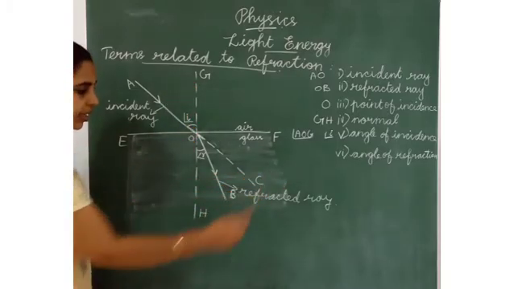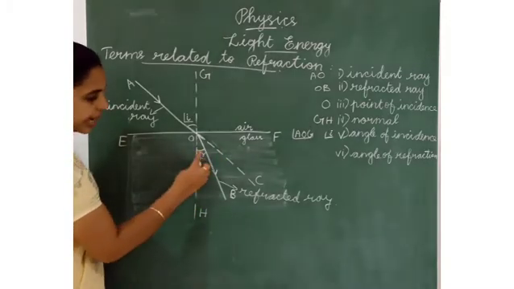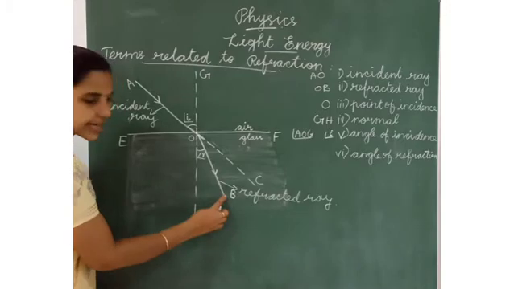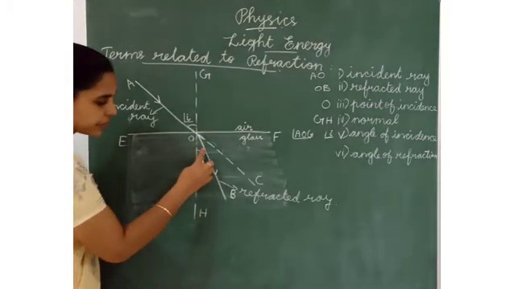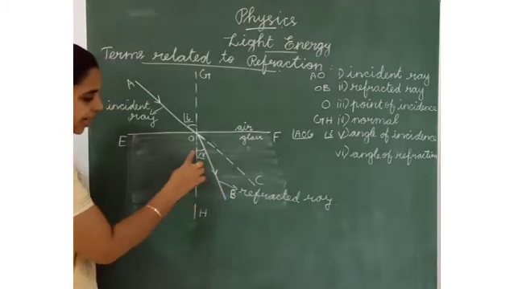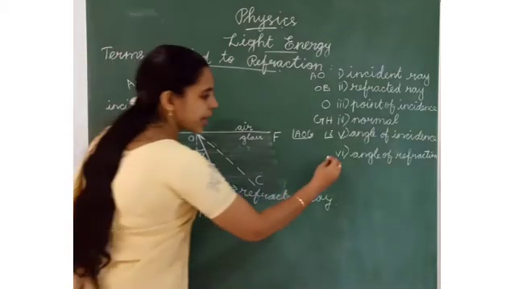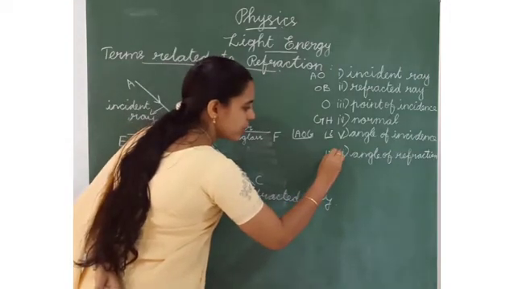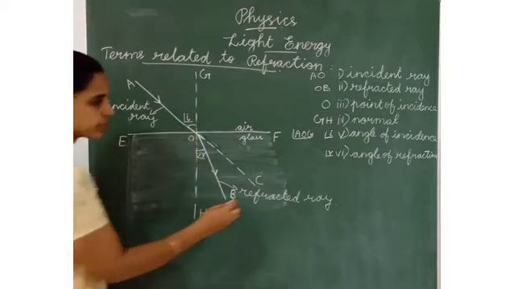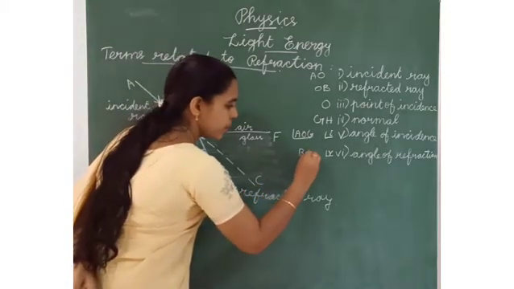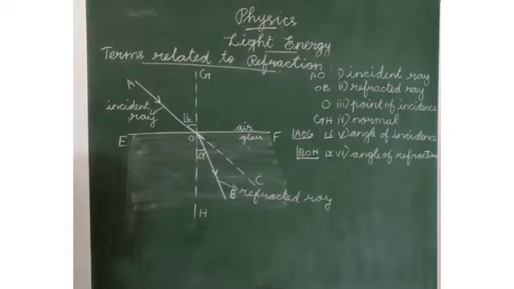Next one is the angle of refraction. Listen. The angle between the refracted ray and the normal is called the angle of refraction. That is R. Here BOH is the angle of refraction. Do you understand this?